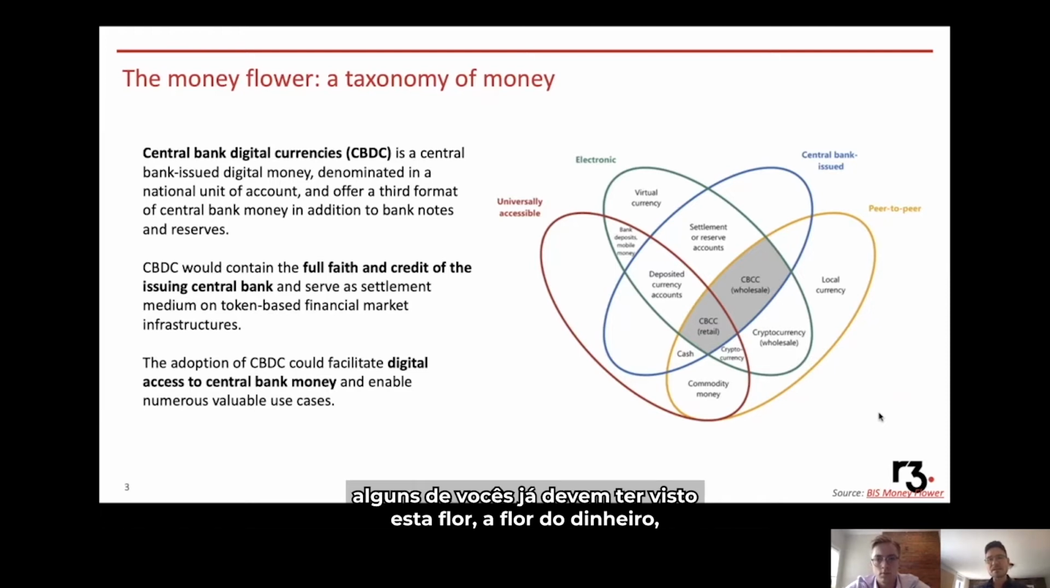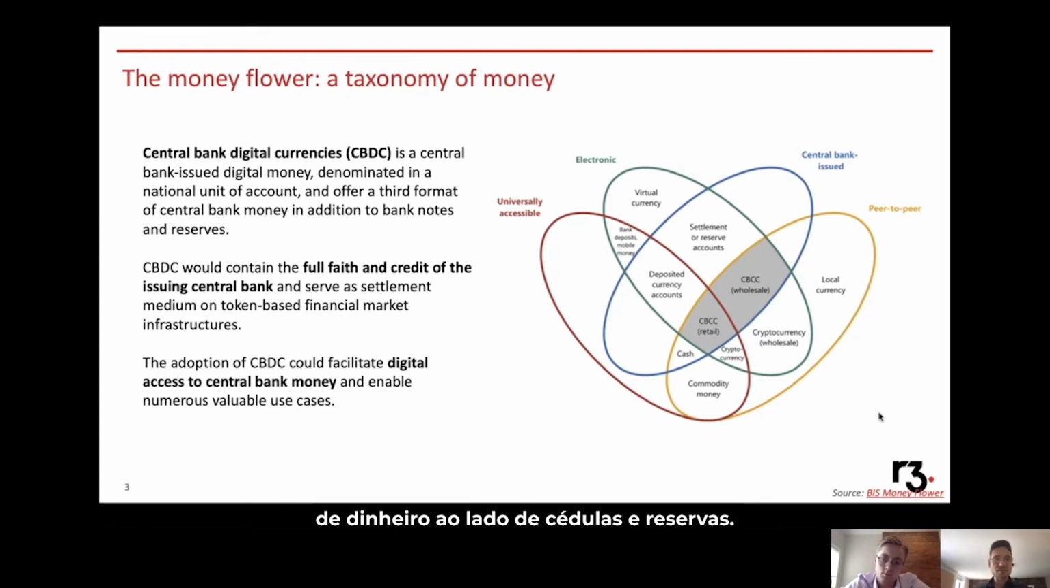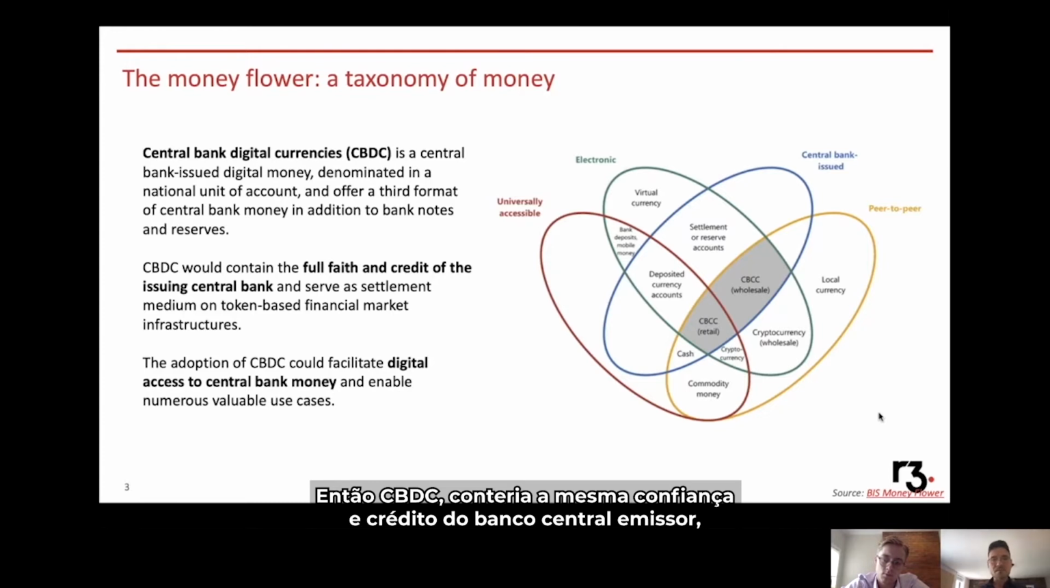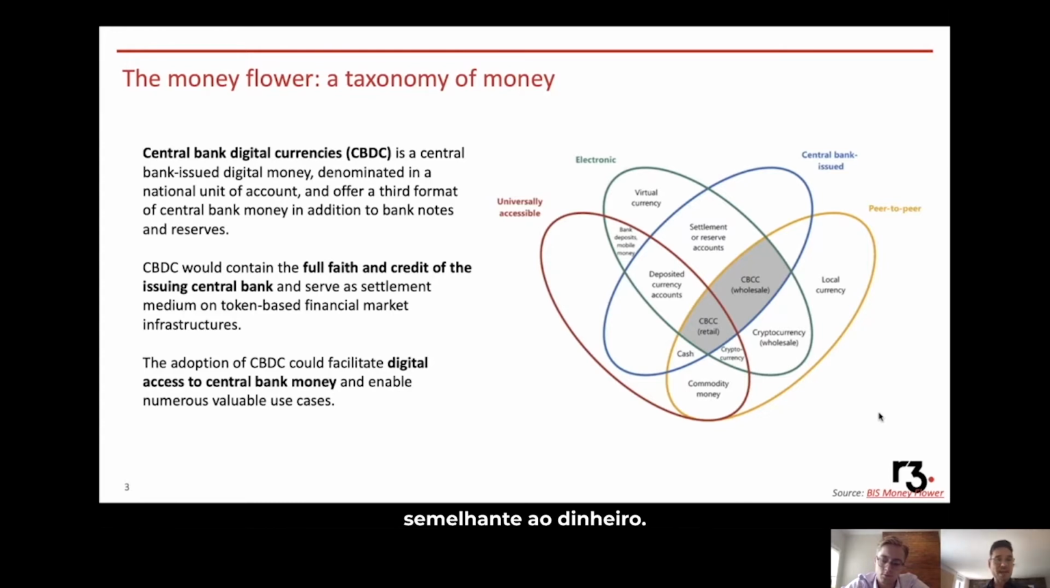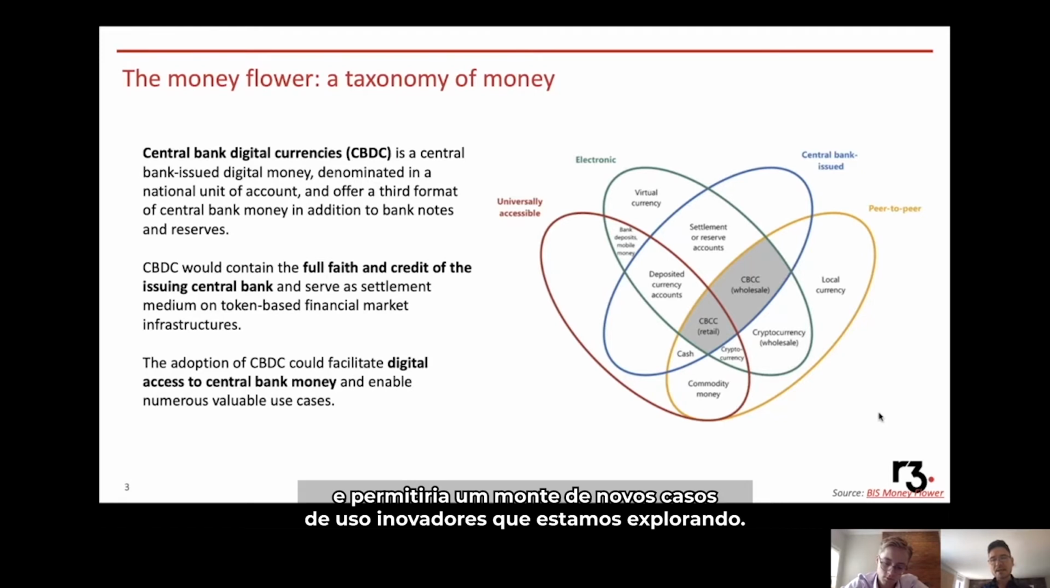Some of you may have seen this flower, the money flower from the BIS. It's a taxonomy of money, shows us the different forms of money. And CBDC, highlighted there in gray in the middle of the picture, is really central bank issued digital money. So it's denominated in the national unit of account and is really a third form of money alongside cash and reserves. So CBDC would contain the same full faith and credit of the issuing central bank, much like cash. And it would facilitate the digital access to central bank money and enable a whole bunch of new and innovative use cases that we've been exploring.